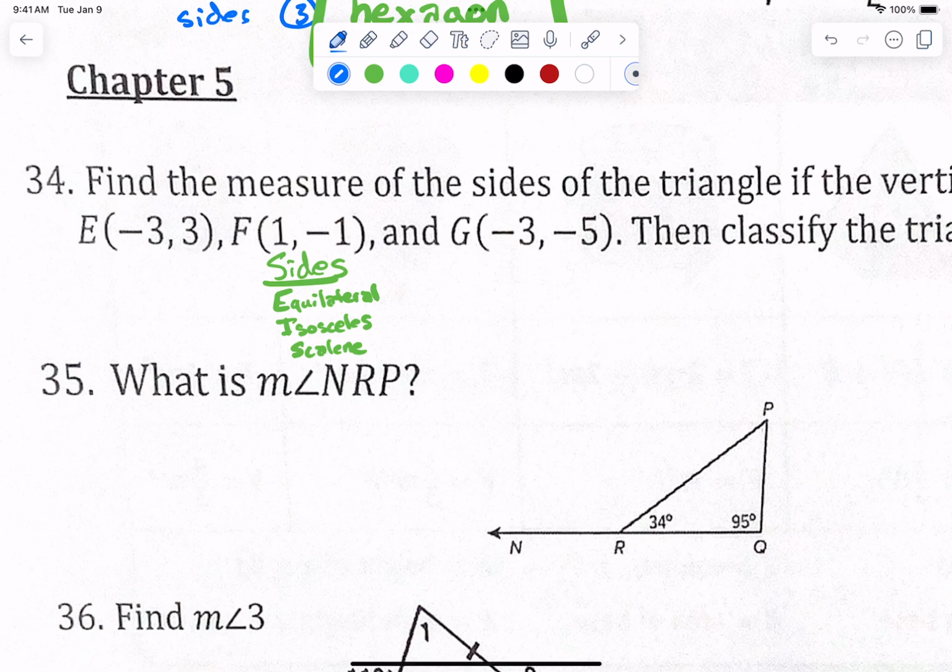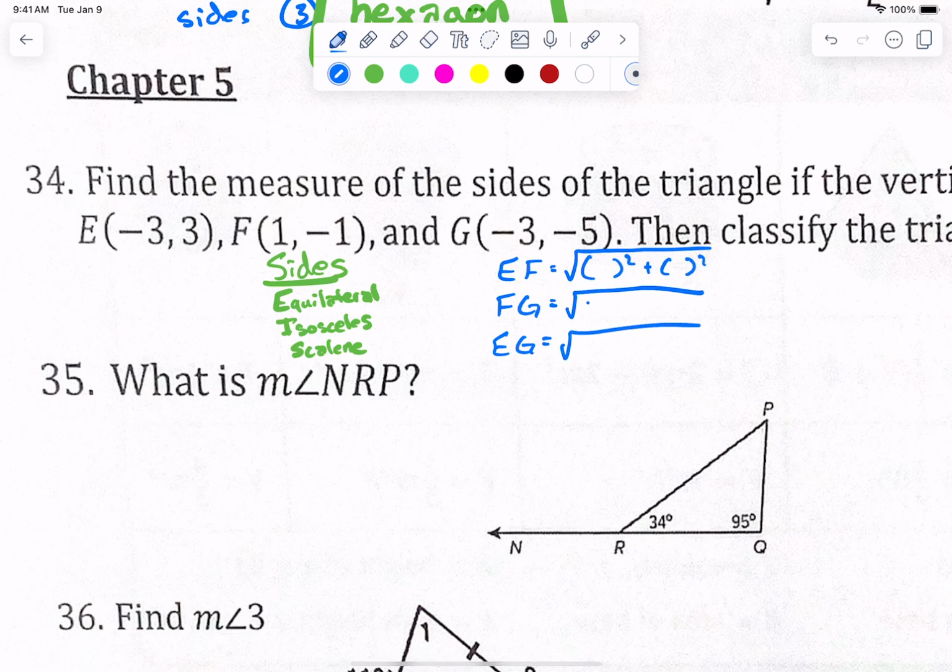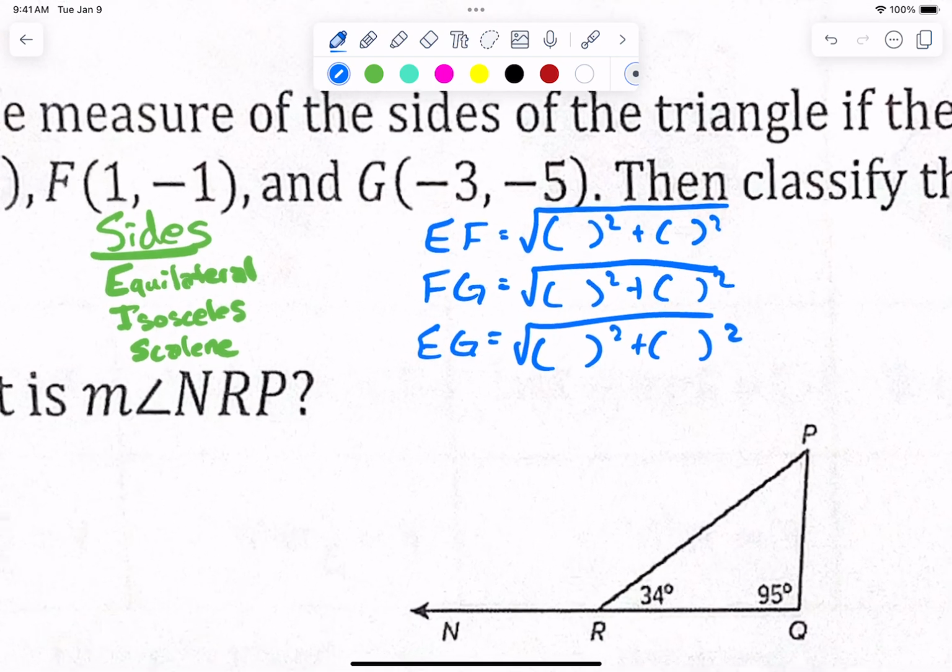You just draw it out and then look at the angles. Sure. Or you could see if all the lengths are the same. Let's do the distance formula. That's a lot of work. I have to do 3 distance formulas. So I'm going to do EF, FG, and EG. Square root, square root, square root. This guy, this guy, this guy.